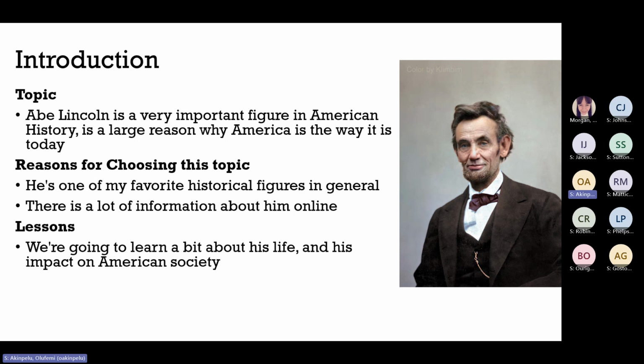The topic, Abraham Lincoln, is a very important figure in American history, and he is a pretty large reason for how and why America is the way it is today. I chose this topic because he's one of my favorite historical figures in general, and there's a lot of information on him online. One of the fun facts I saw is that he has about 18,000 different publications written about him, which I think is the most of any American president. In the lesson, we're going to learn a bit about his life and his impact on American society as a whole.